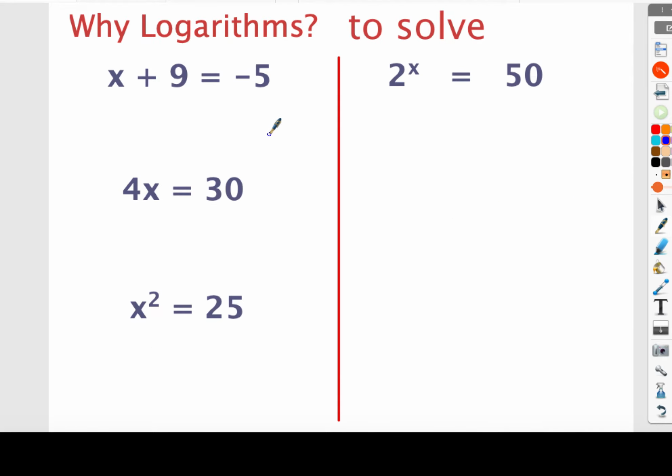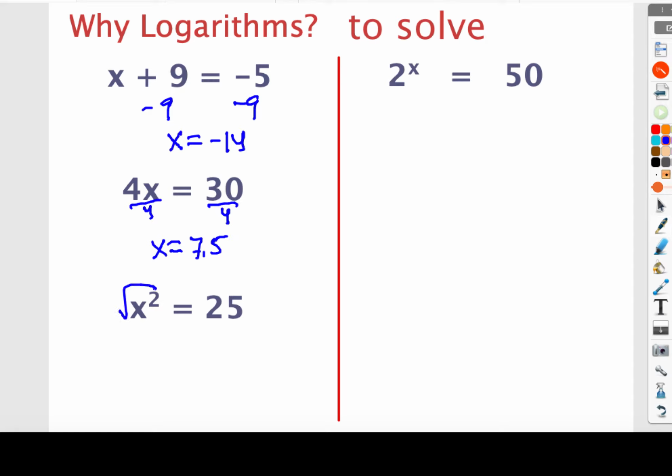Why do we need logarithms? Well, a couple of different looks at it. Number one, to solve equations. Again, why do we need subtraction? Well, because x plus 9, the easiest way to solve that is to subtract 9 from both sides. X equals negative 14. Same thing goes over here. 4x equals 30. Well, again, if we have the inverse operation, we can quickly say, well, that's 7.5.